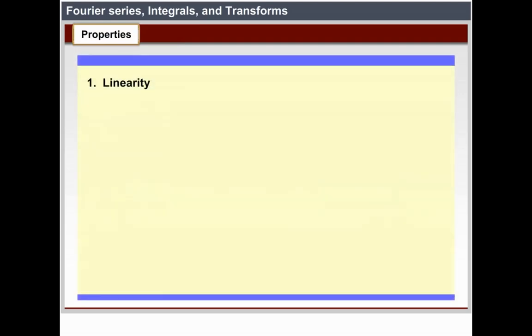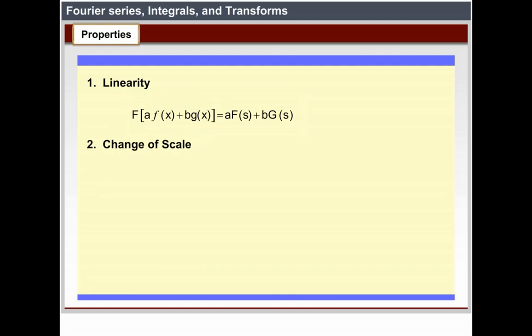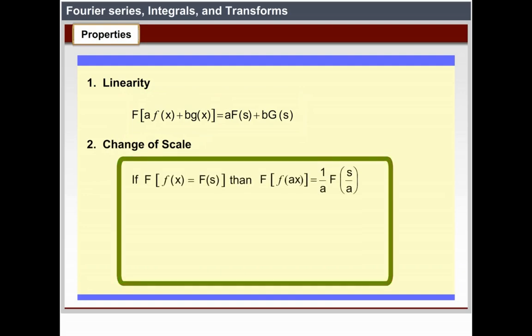Properties. Number 1. Linearity. Capital F of a into f of x plus b into g of x equal to a into capital F of s plus b into capital G of s. Number 2. Change of scale. If capital F of f of x equal to capital F of s, then capital F of f of ax equal to 1 by a F of s by a.